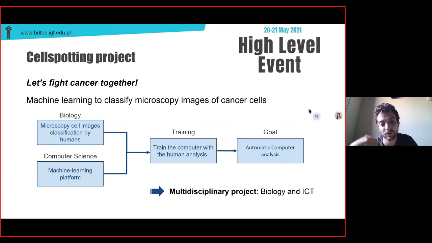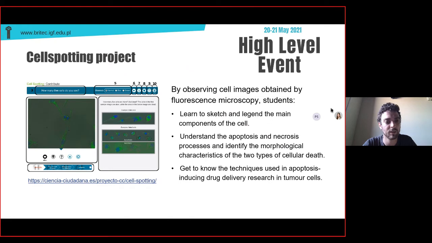So another team had the idea of using machine learning to classify these images of cancer cells, and finally to bring it to the classroom and make students train this machine learning algorithm. This way we would combine biology, because we have these microscopy cell images which are classified by humans, and computer science, because we have a machine learning algorithm. Through biology and computer science, we will be able to train the computer with human analysis. The final goal is to do an automatic computer analysis. So this would be a multidisciplinary project between biology and ICT. We implemented this project this year in my school with different classes, and it was a complete success.